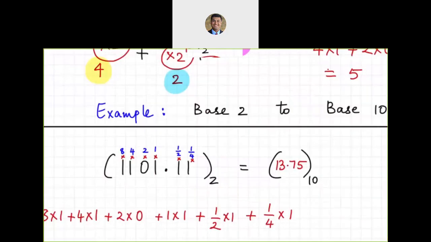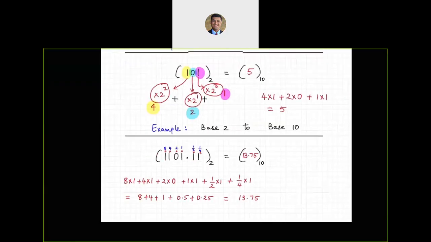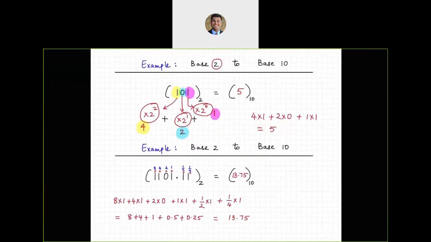Now, one thing that you should note is, if we call 42.4, what do we call this guy? We call this guy the decimal point.